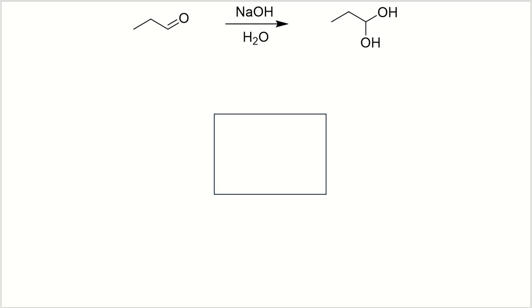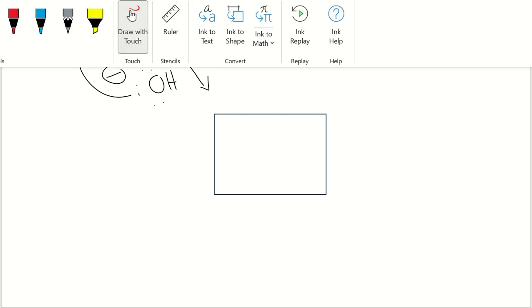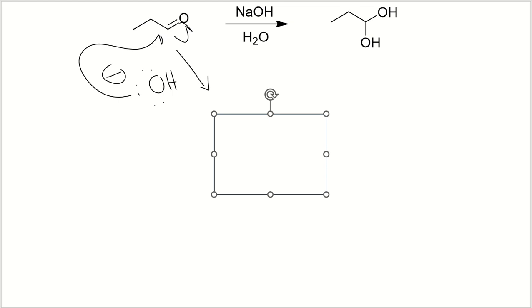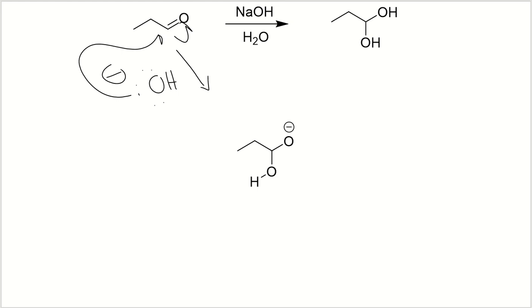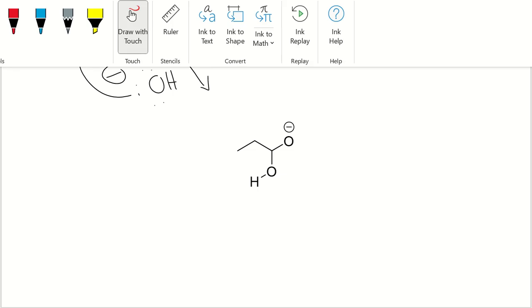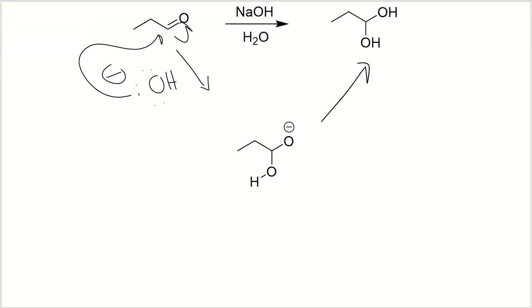Now, if we were to do it in basic conditions, our nucleophile is strong enough that we do not need to activate our carbonyl. Our nucleophile will just directly add to the carbonyl and push the electrons up to the oxygen to get a negative charge. And what we see is this structure right here. And then all we need to do to get to our final product is put a hydrogen on that oxygen.